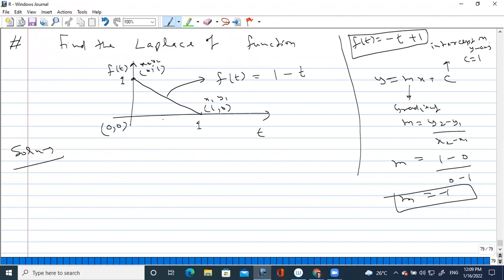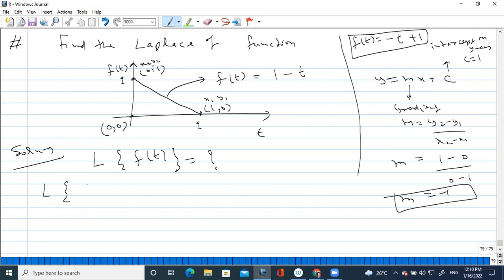Now tell me, what is the Laplace of this? Can anybody do it? Tell me this answer. 1 by s minus 1 by s square. No, wrong. Here, shifting. Will be shifting there. No. Here the limits are 0 to 1, not 0 to infinity. So that is also a point.